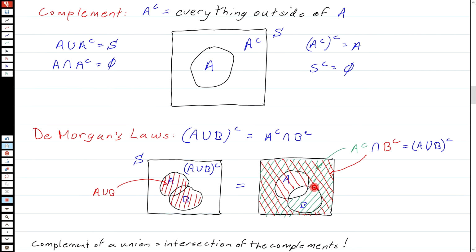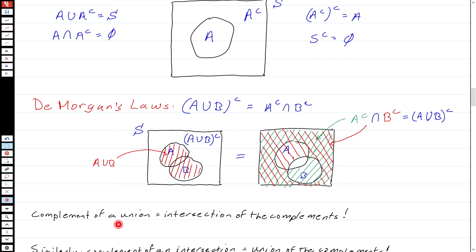There's some laws that come out of these set operations. De Morgan's laws basically say that the complement of a union is the intersection of the complements. And we can see that here to some extent. The union is everything shown in red, and the complement of that is everything outside of it. If I look at it in terms of the complement, the intersection of the complements, the A complement is everything in green, and B complement is everything in red. The intersection between them is where we have both red and green. And that's everything outside of A or B.